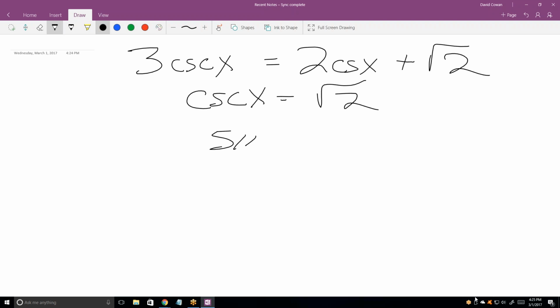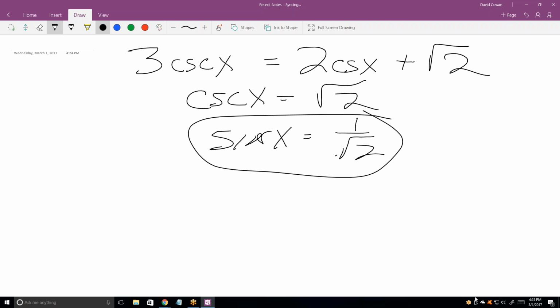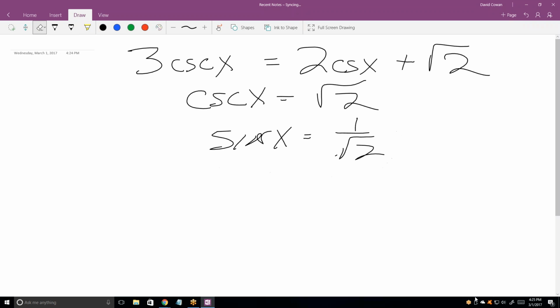Sine x equals 1 over root 2. There you go. Now, to me, this is easier to solve than the line above it. Do you agree? Yeah, I do. And I think that teachers would agree also. So doing this step actually does simplify the problem a little bit. You don't have to do it if you can think of it in your head.